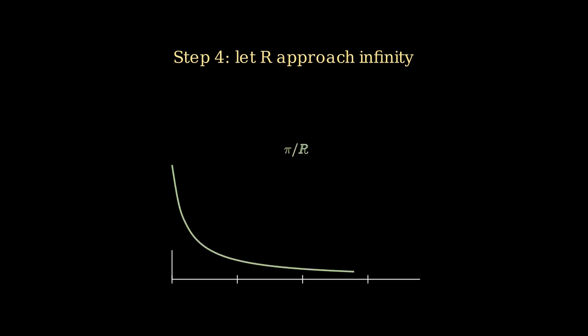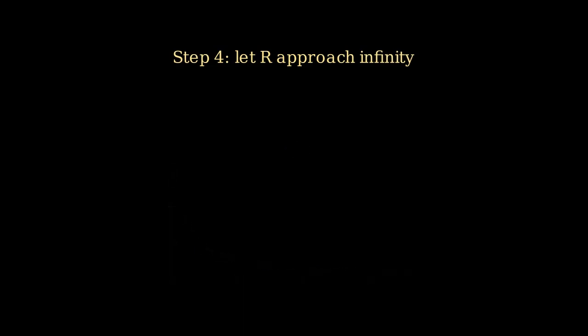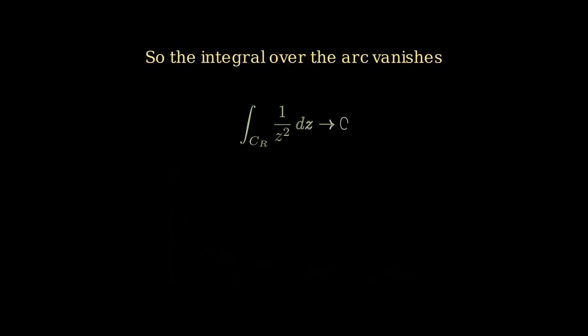Step 4. Take the limit as R approaches infinity. As R grows without bound, pi over R shrinks towards 0. Conclusion: since the bound itself goes to 0, the integral over the arc must also vanish as R approaches infinity.